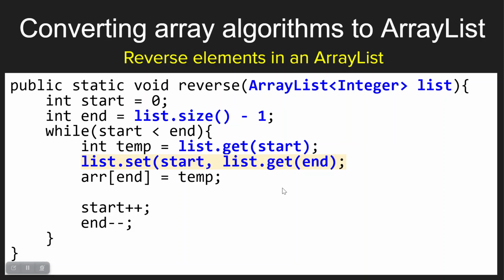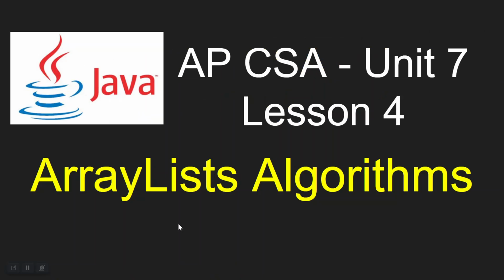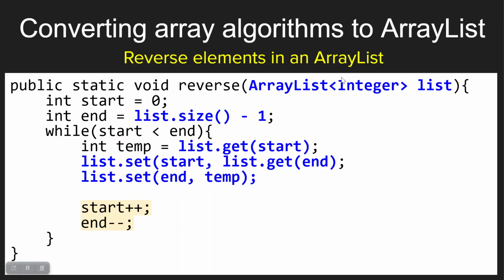You get the idea. Finally, array at end needs to equal temp. So again, we have to figure out how do we reset this index value. Well, that's going to be list.set at index end, whatever is in temp. And start plus plus and end minus minus, those are fine as is. So here you go. This is the updated version of the reverse method, this time representing array lists instead of arrays.